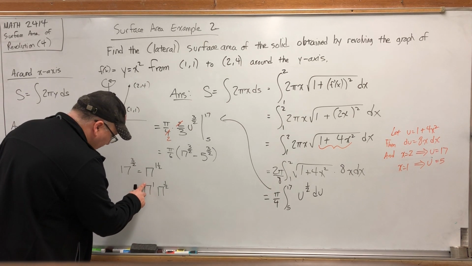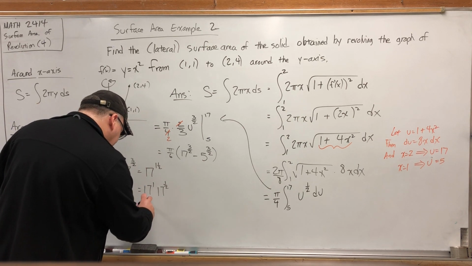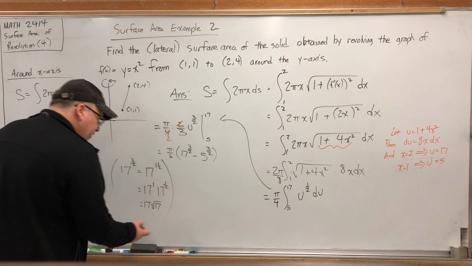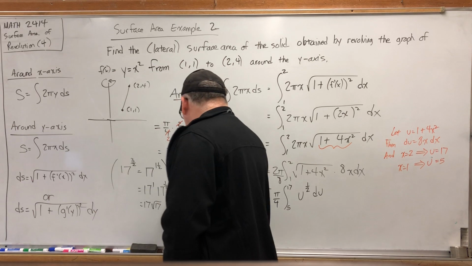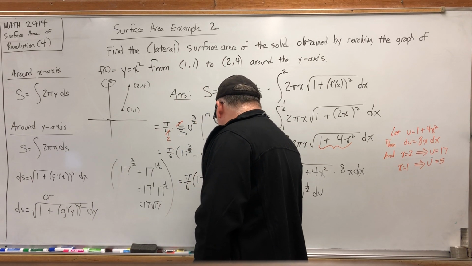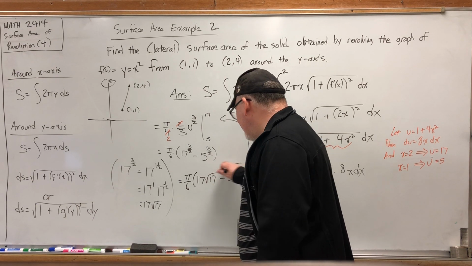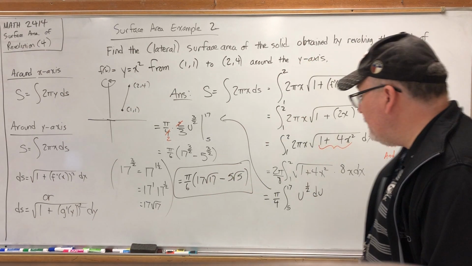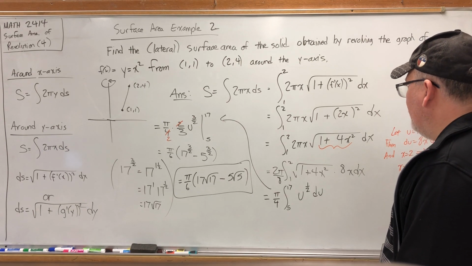These 17s start to look like pies. 17 to the first power is 17, and 17 to the 1/2 power is the square root of 17. And I could do the same thing for the 5. So if I did all that, I'd get pi over 6 times 17 times the square root of 17 minus 5 times the square root of 5, which I think is the best answer you can get theoretically without the assistance of a calculator. If you wanted a decimal approximation, then you would get out a calculator.